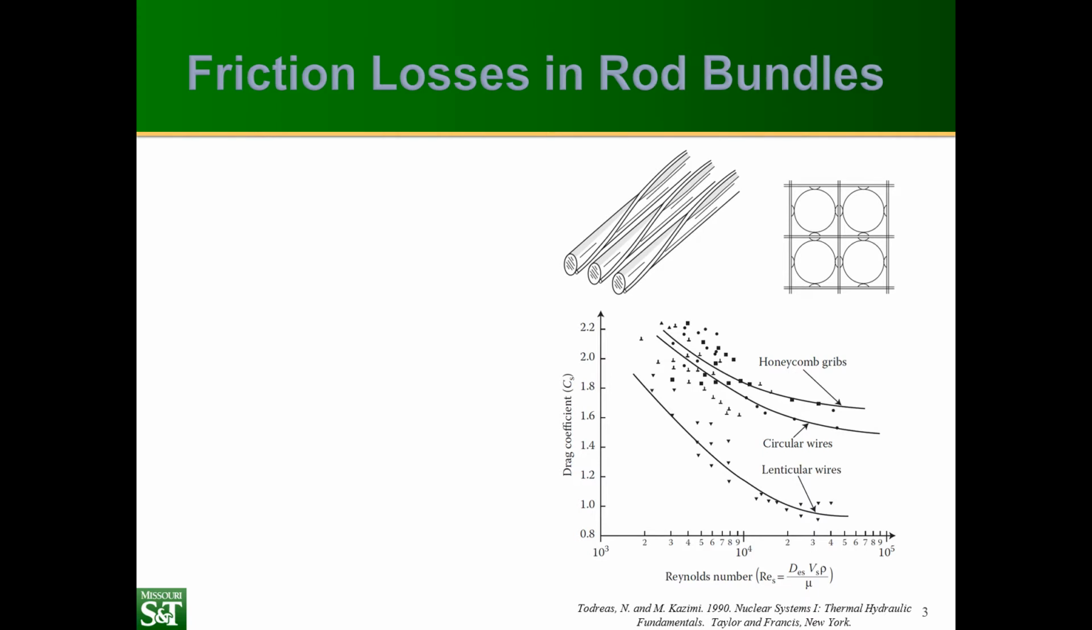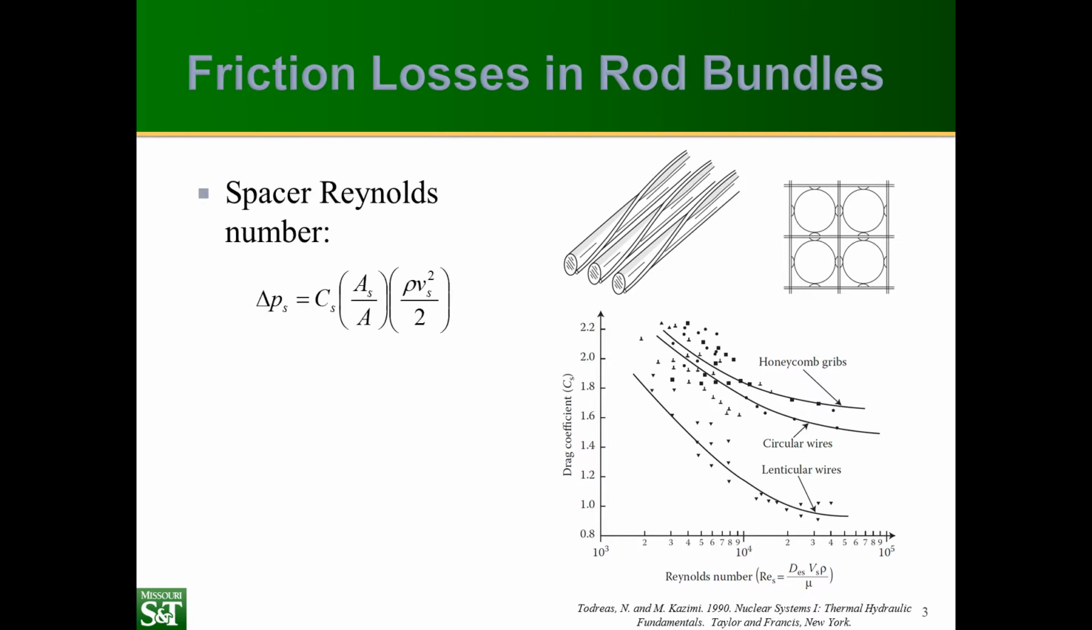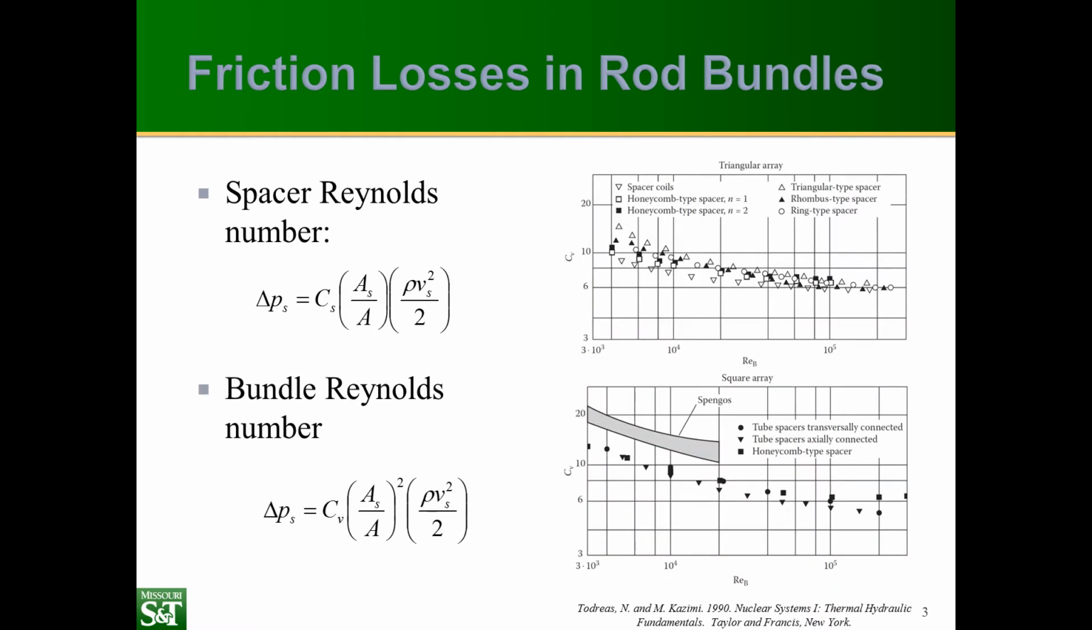Now there's two major approaches to modeling the friction loss due to these types of spacers. The first is to just use the spacer Reynolds number. So you get the hydraulic diameter of the flow through the spacer, as well as the velocity of the flow through the spacer to get the Reynolds number. The other approach is to use the Reynolds number based on the bundle. So here you use the velocity through the bundle rather than the spacer, and the hydraulic diameter of the bundle rather than the spacer to get the Reynolds number. And so you have a different constant or drag coefficient.